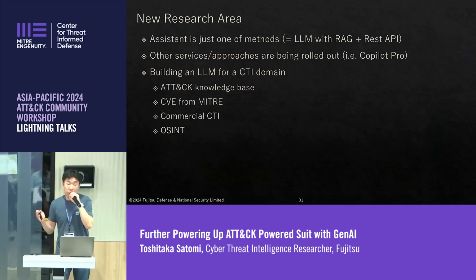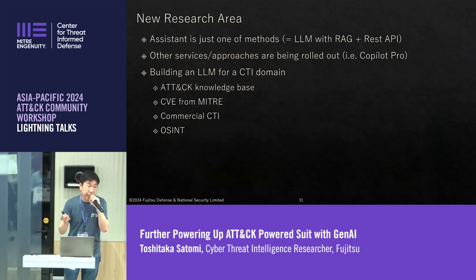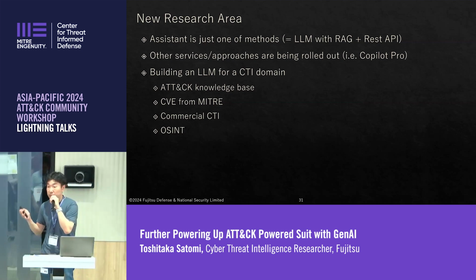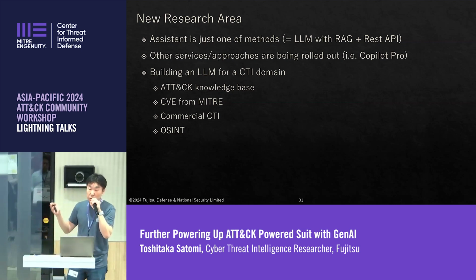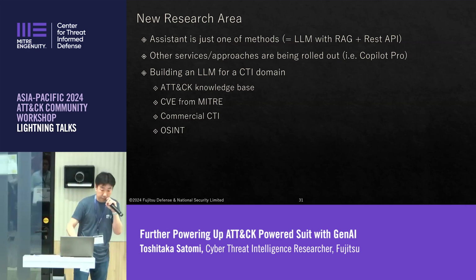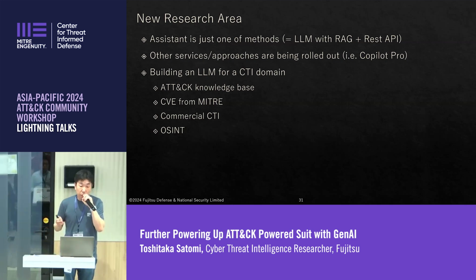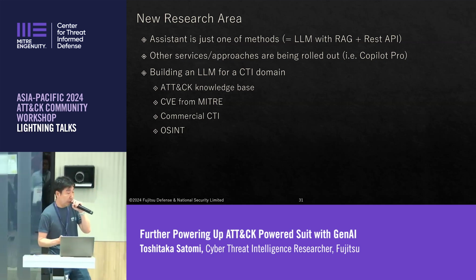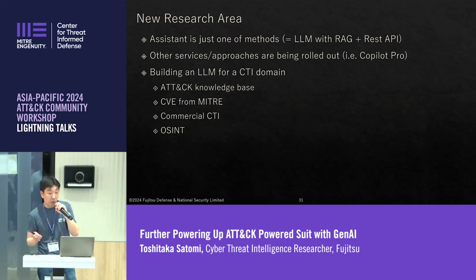I chose OpenAI as the generative AI collaboration because Assistants was the only way to solve it at the time. Assistants supports a large language model with RAG and REST API. Attack Powered Suit can communicate with Assistants via REST API. However, with something like Copilot Pro from Microsoft, we will be able to choose other services as generative AI. We will try to build a more improved CTI domain large language model by using various CTI sources like that. If this is achieved, it is possible to return more accurate inference, and if these models are linked with Attack Powered Suit, we'll be able to try more different use cases.